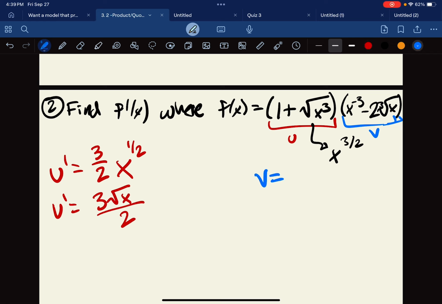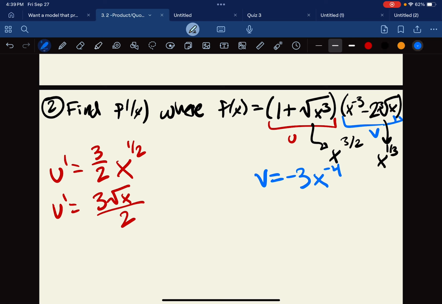As for our V, we have x to the negative 3, so that's a power rule, so that negative 3 comes down in front, and then we subtract 1 from the power. Negative 3 minus 1 is negative 4. And then this minus 2 x to the cube root of x, that's x to the 1/3.